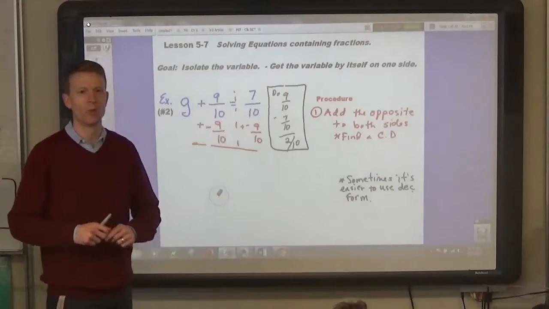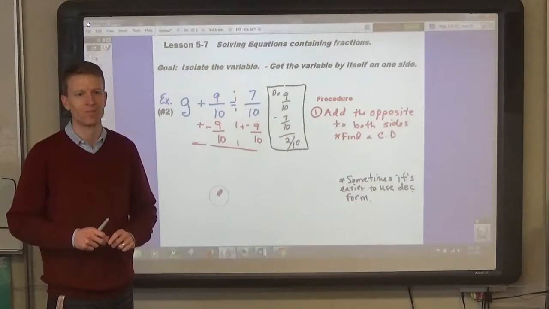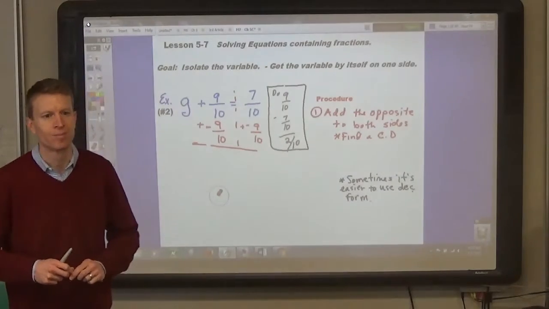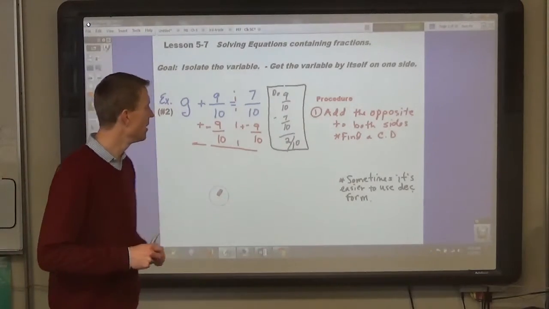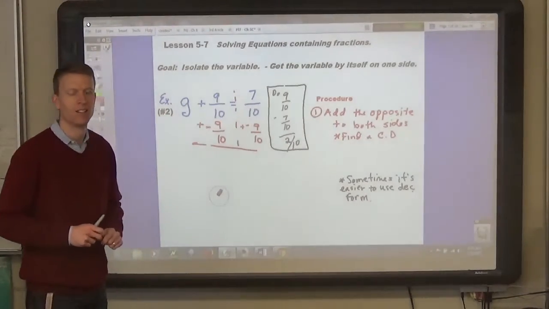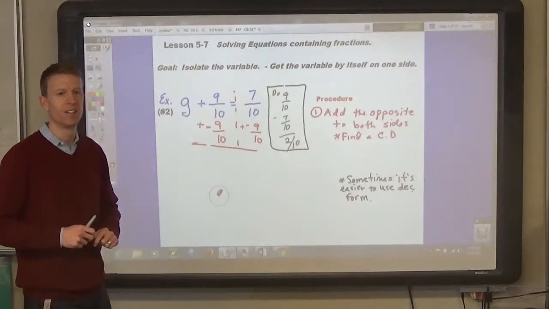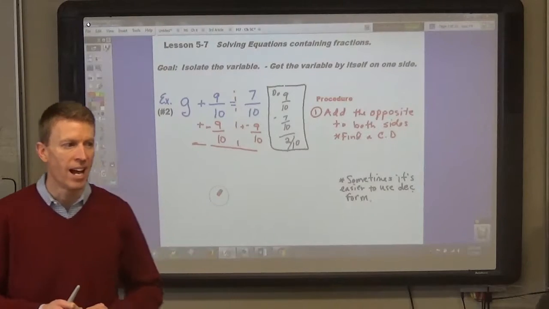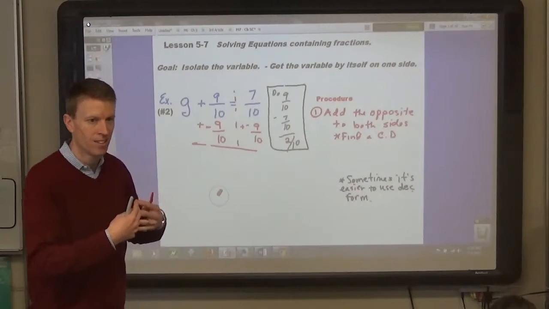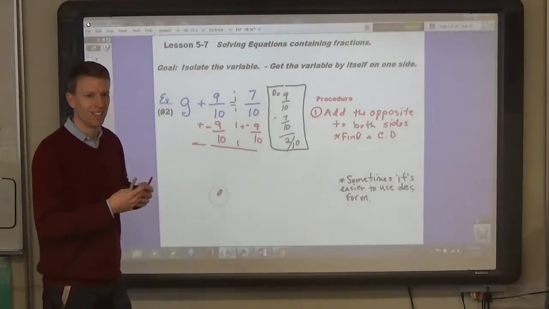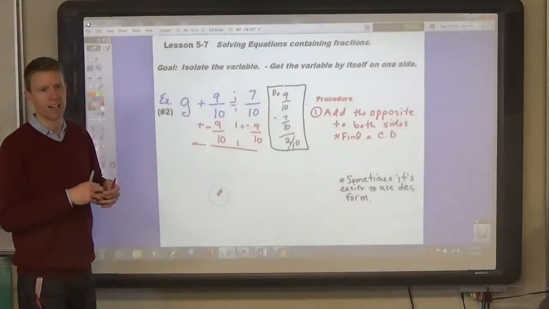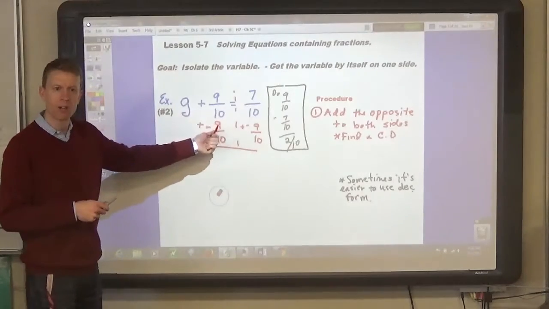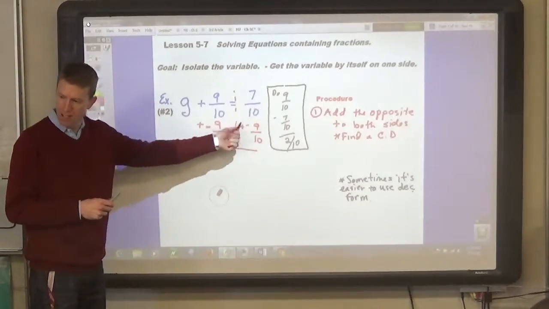So you do what? You put the opposite of it. Yep. And what do you do with that opposite? Put it on the other side. On how many sides? You said do it on the other side. Other side of the equal sign. And on the left side and the right side. Both sides. Okay? Not just on one side, but you have to add the opposite to both sides.